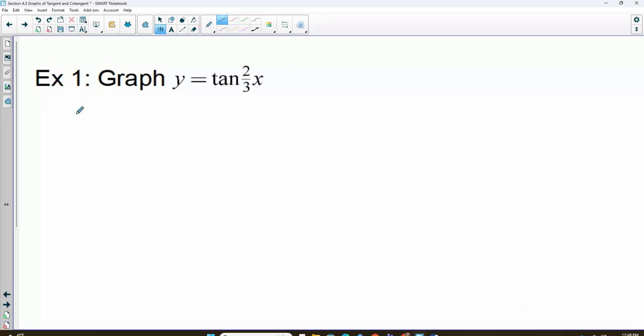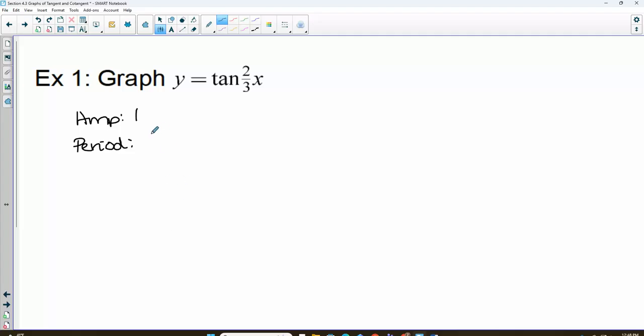Y equals the tangent of 2/3 x. The amplitude, the number out in front, is just 1. All right, period. This is something that's different than sine and cosine.